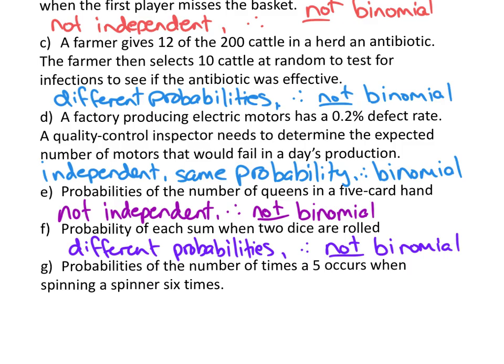Lastly, the probabilities of the number of times a 5 occurs when spinning a spinner 6 times. We're going to assume that the spinner is fair and equal, and therefore the probability of the spinner landing on each section is the same, and one spin does not depend on the other, so it is independent, same probabilities. This is binomial.